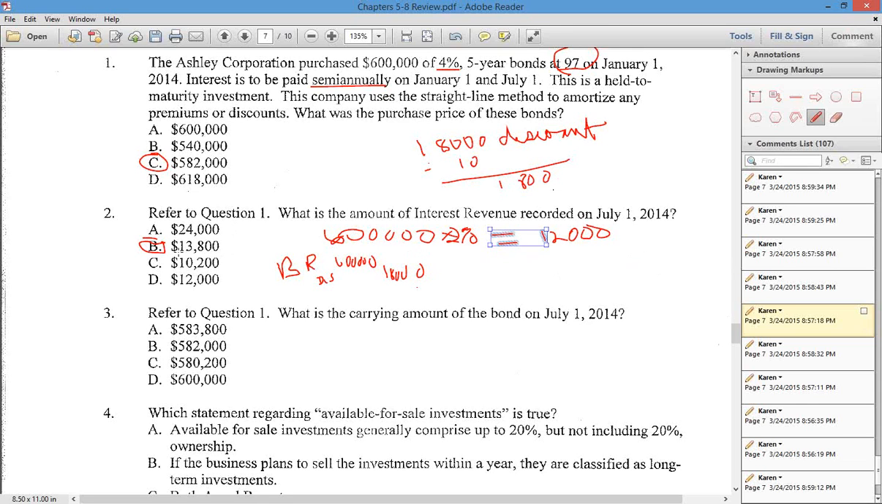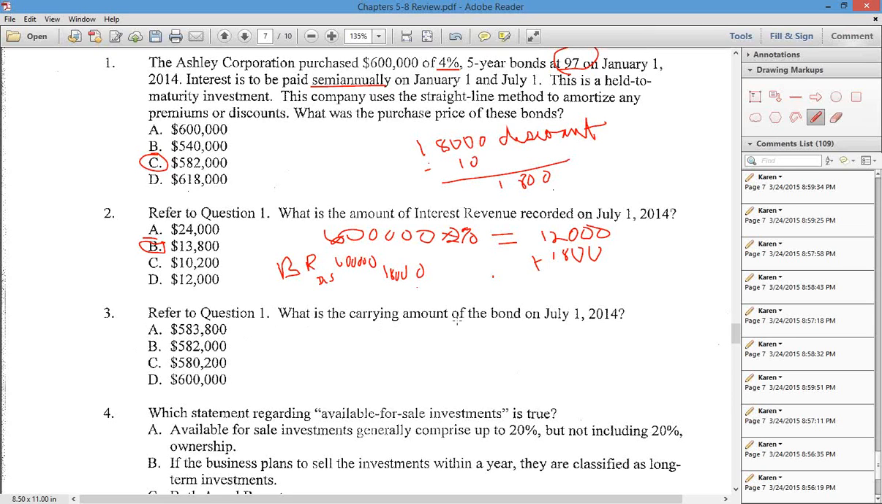semi-annually. So to get to this 13,800, we calculate the interest by doing 600,000 times 2% for 1,200 plus the 1,800 of amortizing the discount, and that's where the 13,800 came from. Okay, so 2 is B.